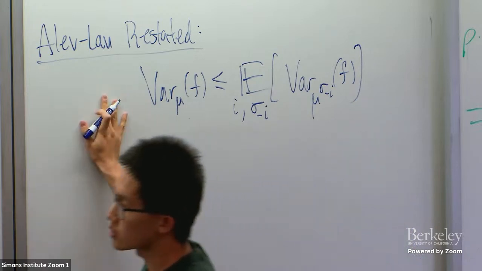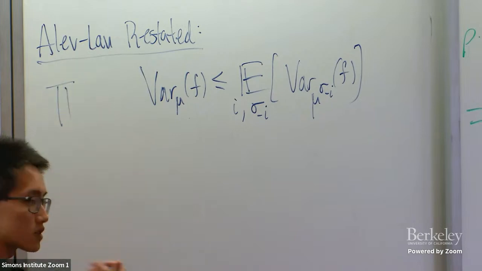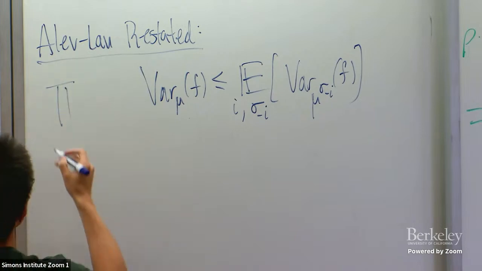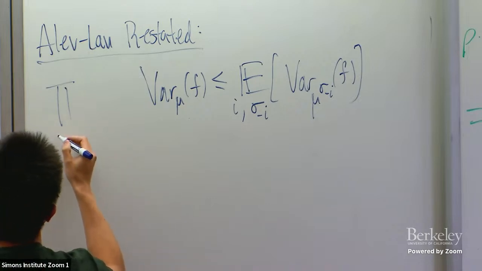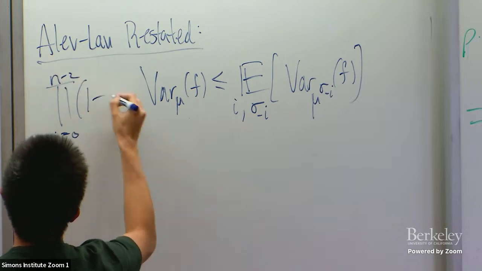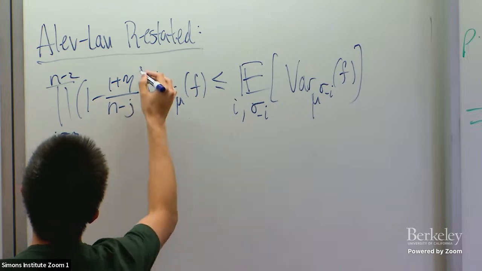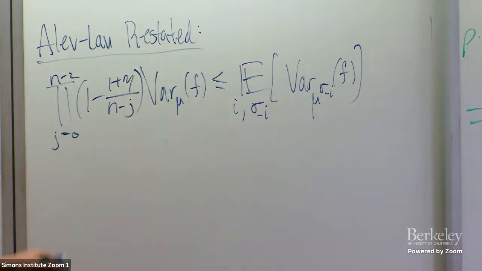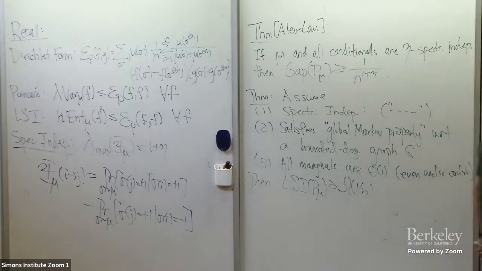And now it's a question of what constant to put here. It's going to have a product form because we're going to do induction, basically. It's exactly this expression here. I take a product over j from 0 up to n minus 2 of 1 minus 1 plus eta over n minus j. If you approximate like exponentials, then you can see that it's really just this. Okay. Questions?